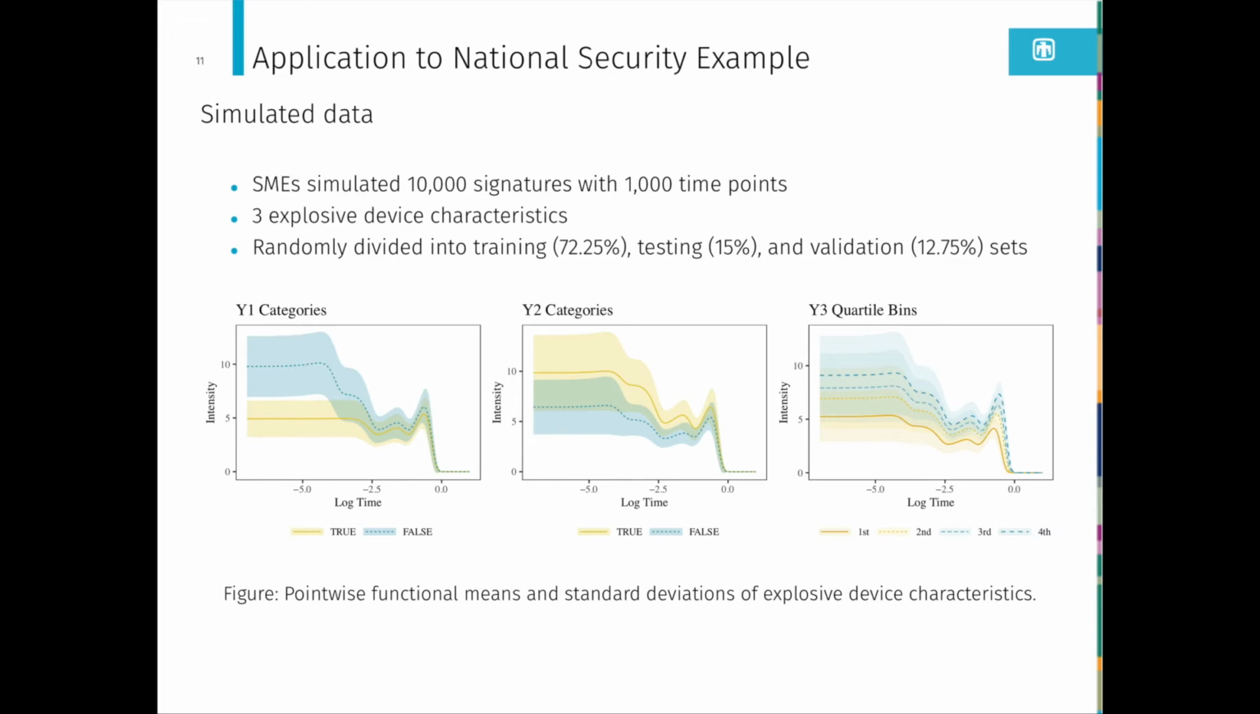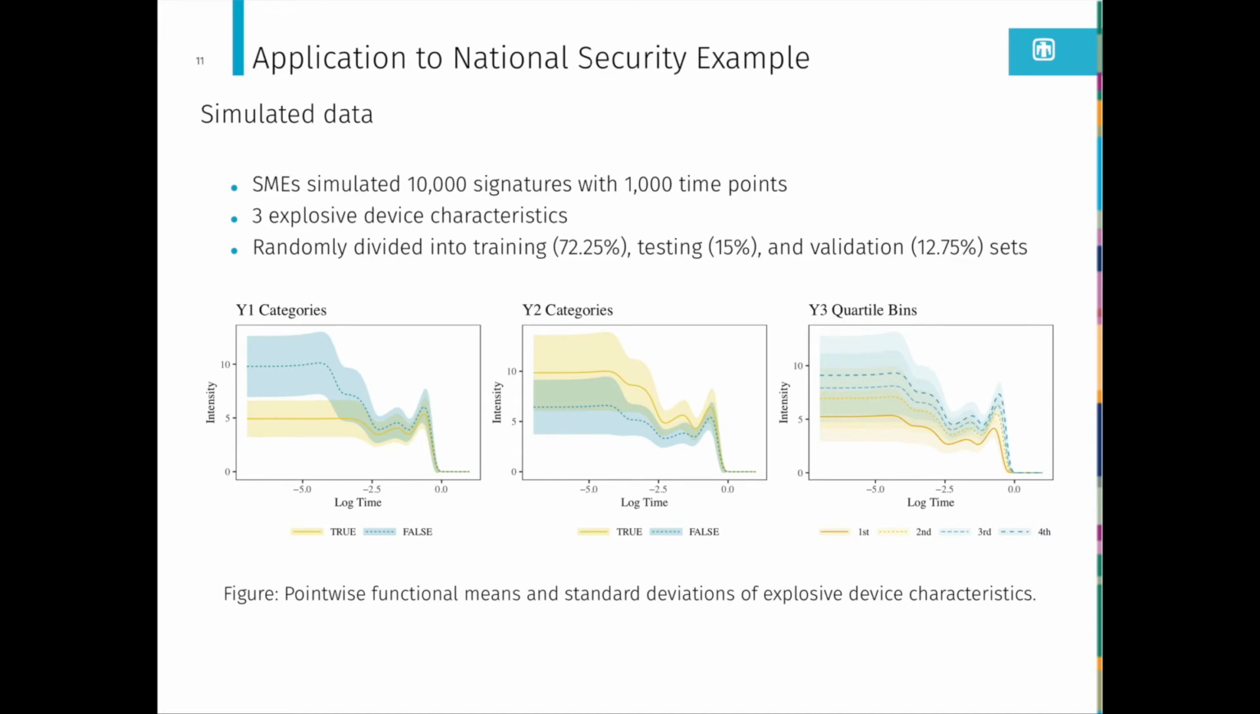Visually, the signatures are plotted on the log scale to better see the shapes at earlier times. I will refer to the 3 explosive device characteristics as Y1, Y2, and Y3. Y1 and Y2 are binary variables, and Y3 is a continuous variable. The solid lines in the figures included on this slide are the point-wise functional means for the levels within the 3 characteristic variables, and the bands around the lines represent plus and minus 1 point-wise standard deviation.